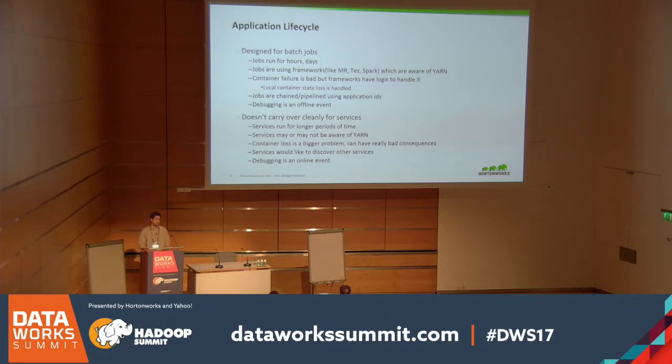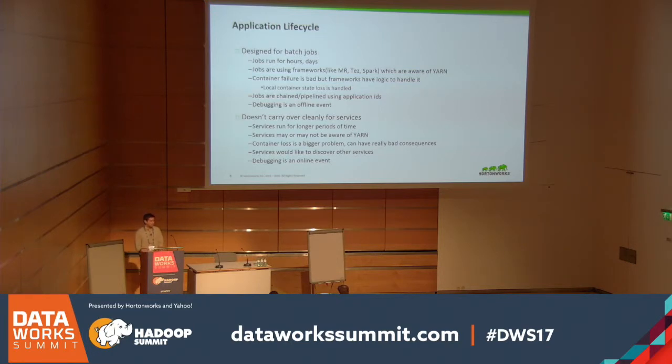Container failure is bad, but it's not catastrophic. If one mapper goes down, we'll just find somewhere else to run it and hope that it works there. But it's not going to be the end of the world. The job will run in reasonable amounts of time. And the frameworks themselves have written logic to handle container loss for whatever reason. And then finally, something like Oozie is aware of the fact, again, that it's running on Yarn, so it knows that there's something called an application ID. This application ID will be generated and is unique within the cluster, so I can use this application ID to chain jobs or pipeline jobs.